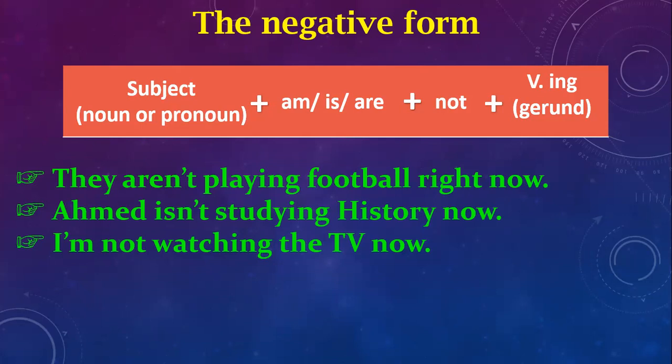The next example, Ahmed isn't studying history now. I'm not watching the TV. I am not, this is the only one where there is no contraction between am and not. The contraction is between I and am, and am and not comes on its own. Okay.